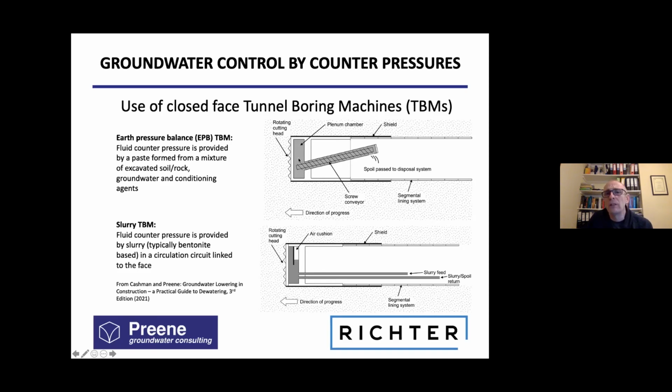And companies like Robbins and Herrenknecht make these machines, which cost many millions of euro. Then the other approach is a slurry TBM, and this uses a bentonite slurry typically to support the face. It's almost similar to the diaphragm wall method I described, where we have the trench full of slurry to keep it stable. And the way the slurry method works is at ground level, we have a slurry plant, and we create a large volume of bentonite slurry.